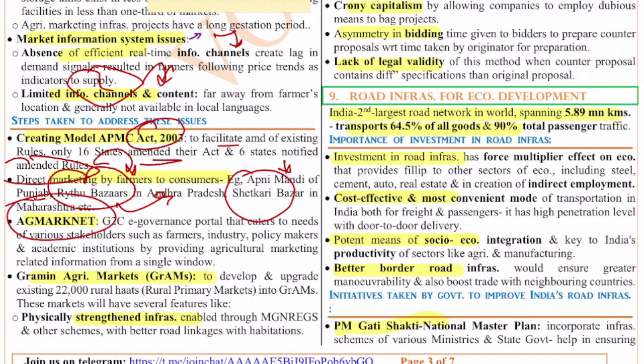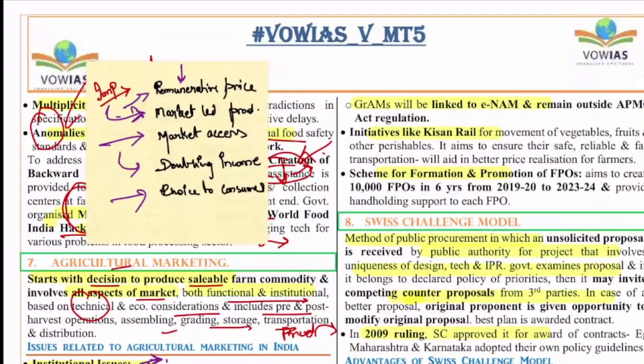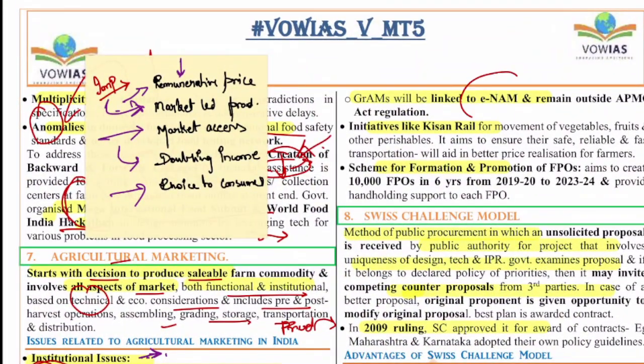Then the AgMarkNet, which is the G2C, the government to consumer e-governance portal, to cater to the needs of various stakeholders like farmers, industry and policymakers. The Gramin Agricultural Markets, the GRAMs, to develop and upgrade the existing 22,000 rural haats, the rural primary markets, into GRAMs, physically strengthening the infrastructure through MGNREGA and other schemes. The GRAMs will also be linked to eNAM and remain outside the APMC Act.